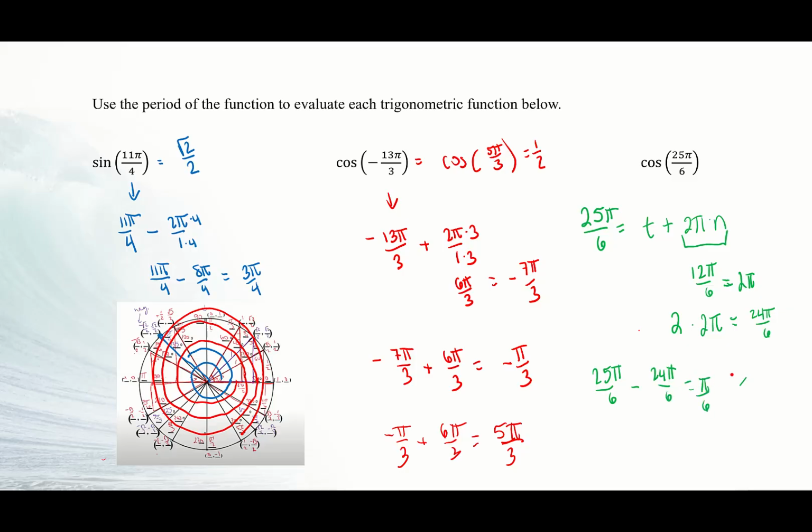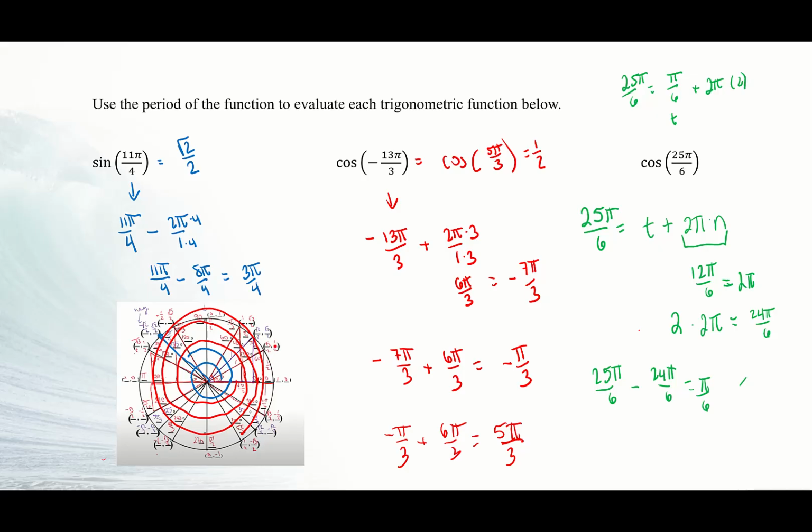So pi over 6 is my t value, right? We can take this 25 pi over 6 and rewrite it as pi over 6, that t, plus 2 pi, and I pulled out 2 pi's. So that means that 25 pi over 6 would have the same cosine value as pi over 6.